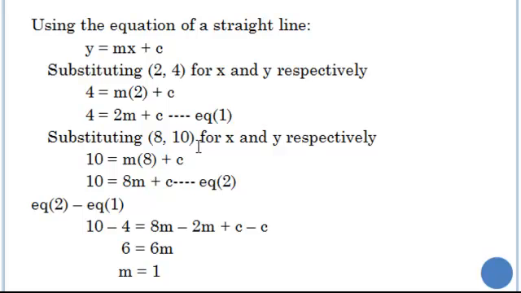And we'll do that for the second point. So we're going to substitute 8 for x in the equation of a line and 10 for y. And that gives us 10 = 8m + c, and that is equation 2.